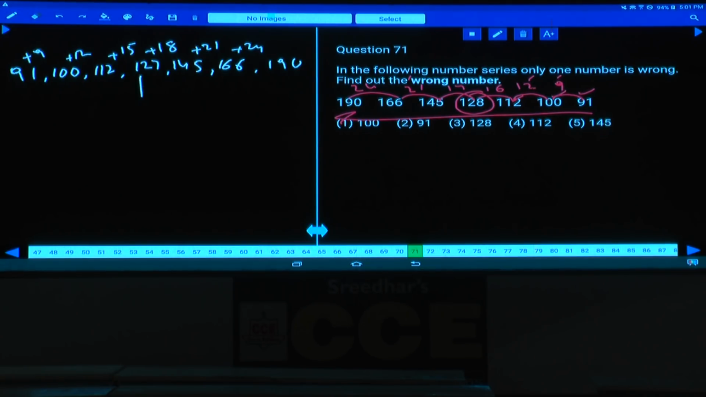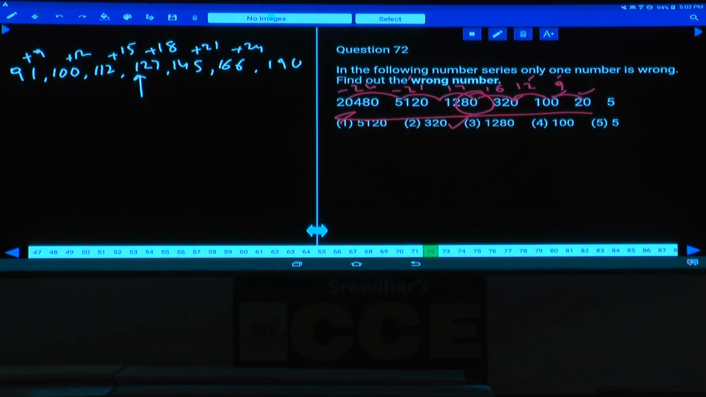The exact number is 127. Then what is the wrong number here? 128. Multiples of 3 are being subtracted. If you take in the regular order, it must be minus 24, minus 21, minus 18, minus 15, minus 12 and minus 9. Done with this? Now this is about question number 71, choice 3.